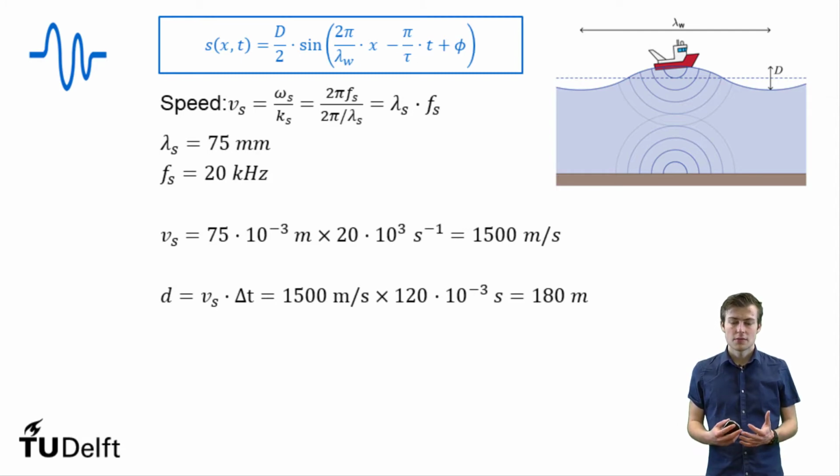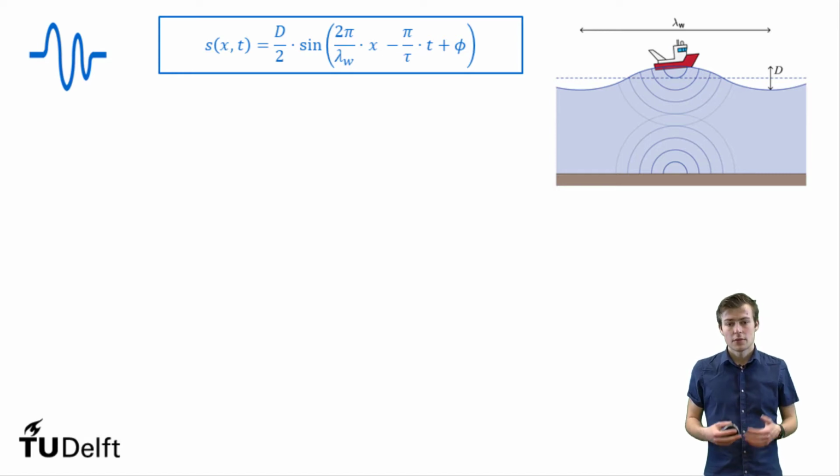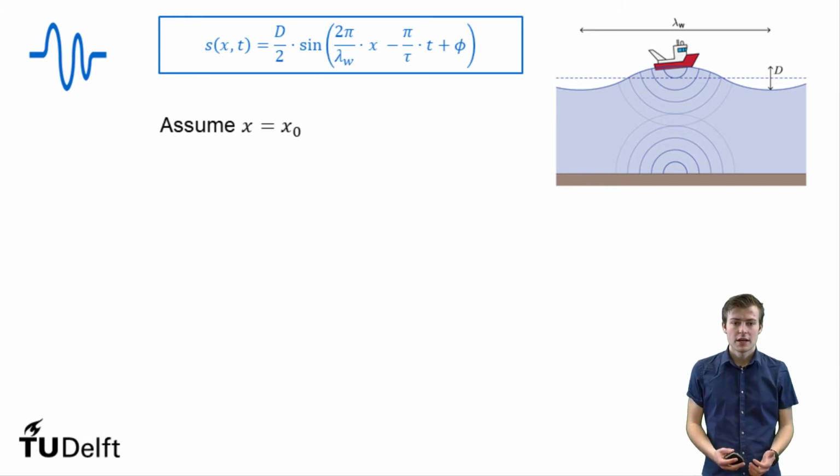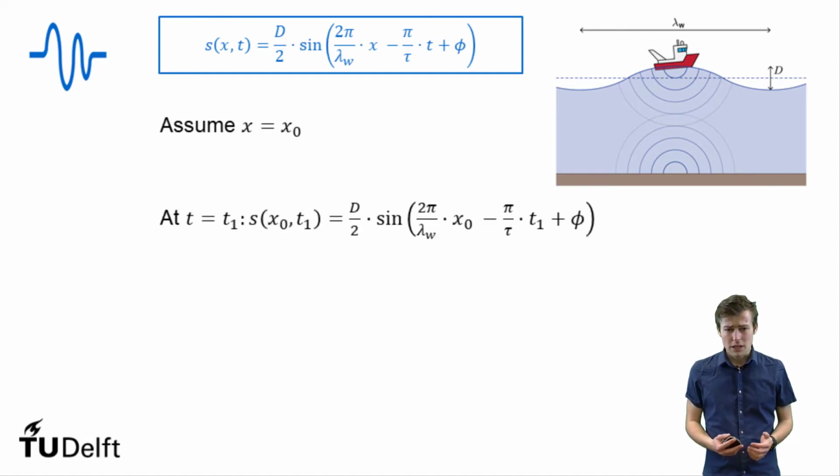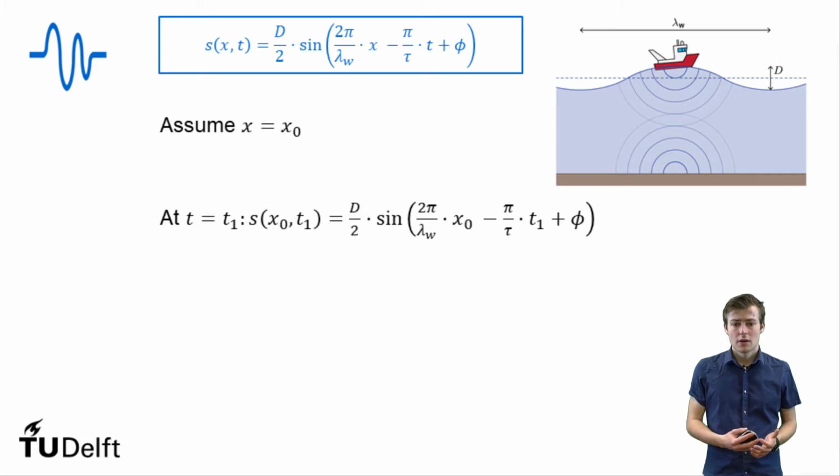Since the sound takes some time to go back and forth, we can have a small phase shift because of this time delay. Now, what is this phase shift? We can assume our x is constant, so we do not move, so x is x0. And we have t1 when we send the signal, and t2 when we measure the signal. At t equals t1, our wave as a function of x0 and t1 is capital D over 2 times the sine of 2 pi over lambda times x0 minus pi over tau times t1 plus phi.